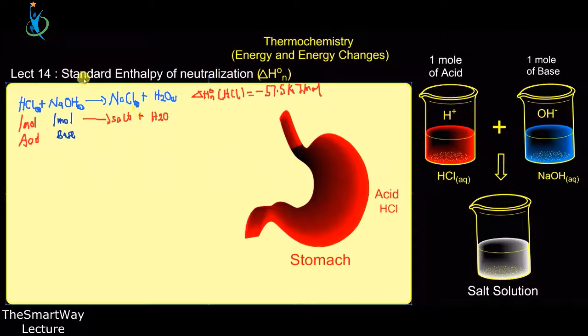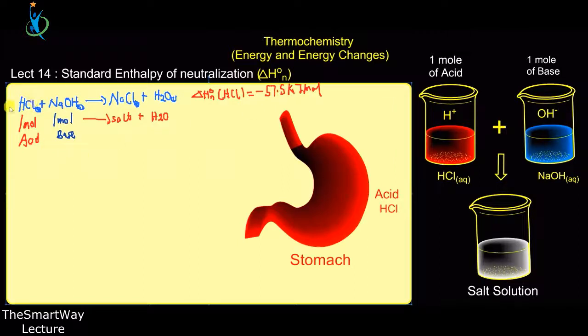So once again, standard enthalpy of neutralization is the amount of energy liberated or required when 1 mole of acid is reacted with 1 mole of base at standard conditions. And this is the value we are talking about. When you add hydrochloric acid to sodium hydroxide, the energy change to completely neutralize the two solutions, the acid and base, is negative 57.5. We will be measuring this energy very soon. So this is the first one.